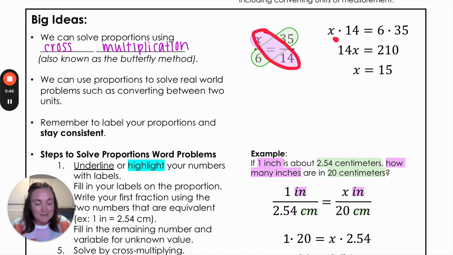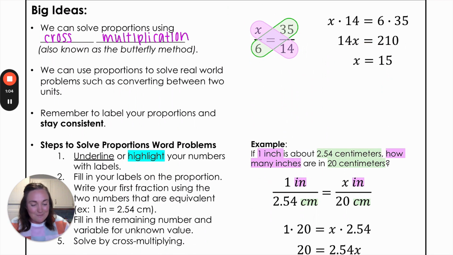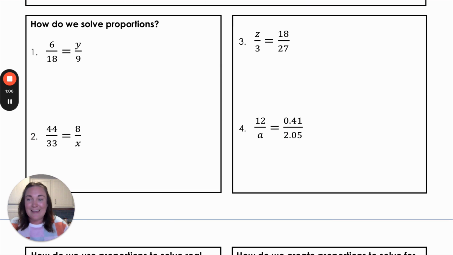So we're going to take the x times 14 on one side, always an equal sign in the middle, and then the 6 times 35 on the other side. We simplify those by getting 14x and 210. And then we just have a one-step equation to solve. So we divide both sides by 14 and we get x equals 15. So let's go ahead and practice some of those before we get into the word problem.